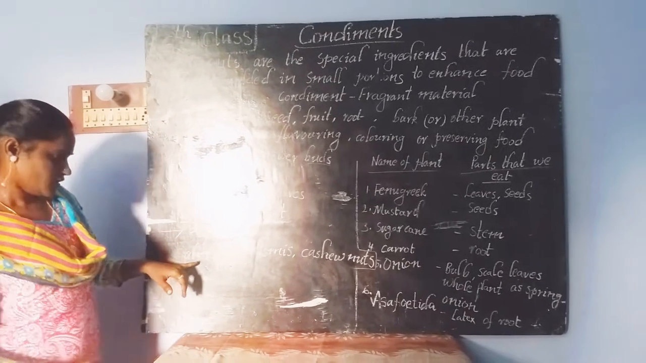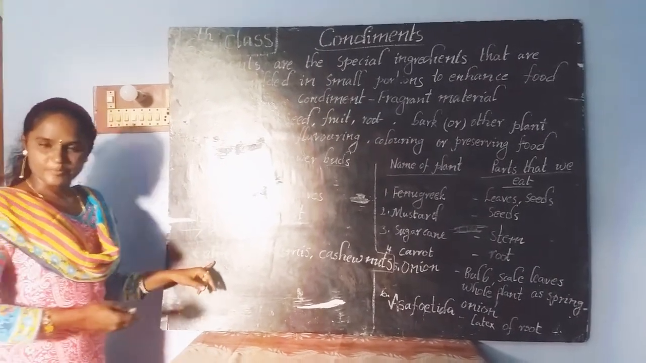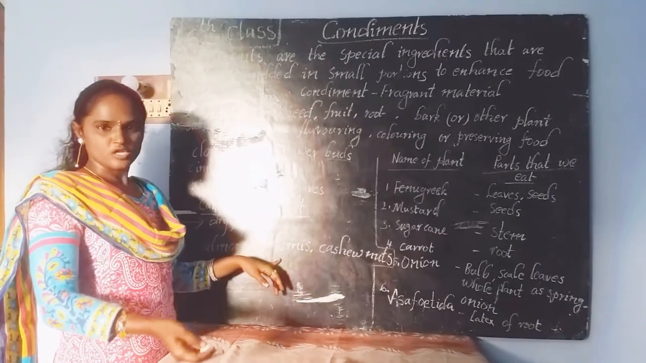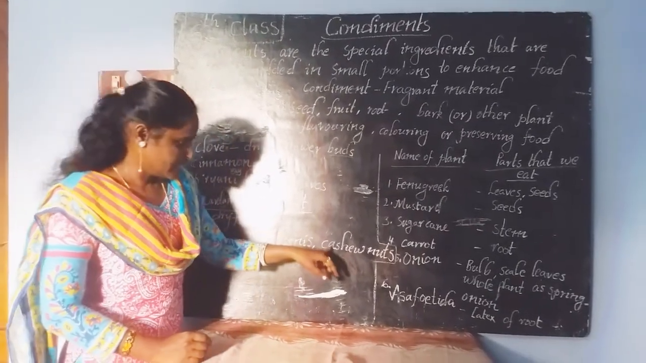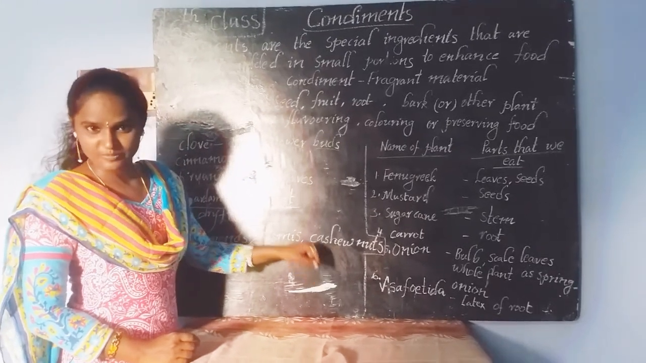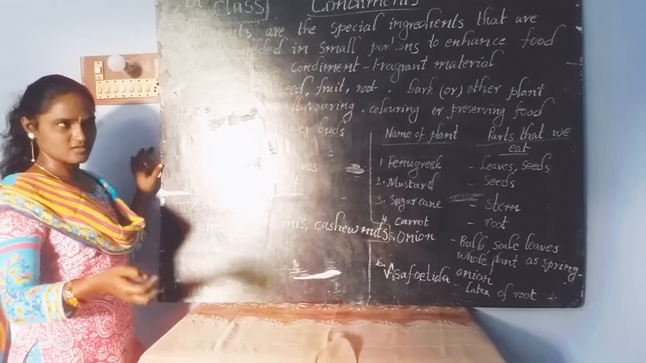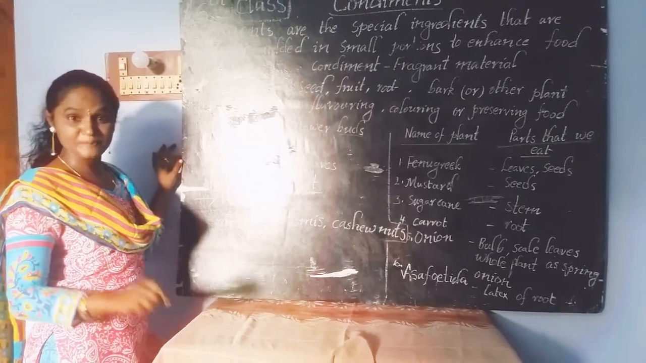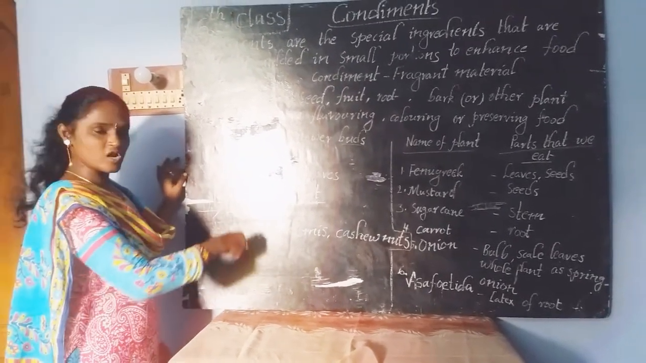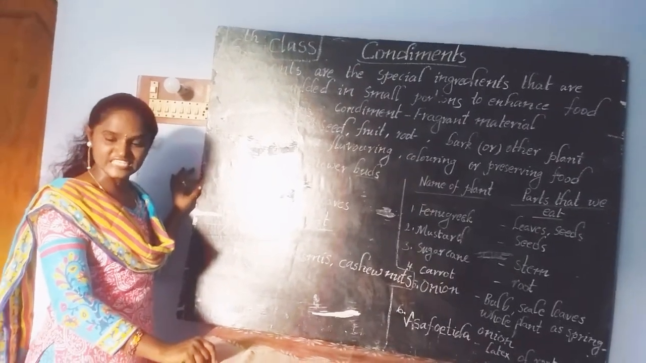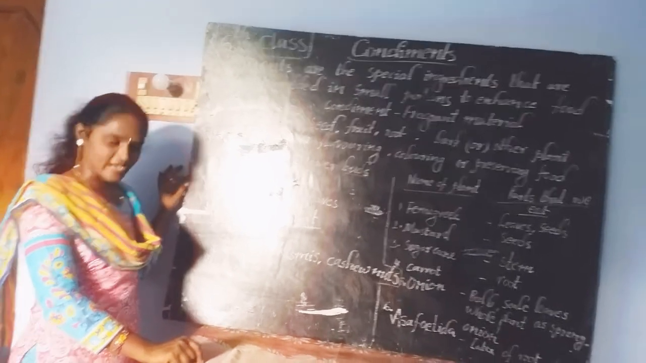See here, children, almond. We are all well familiar with almonds, badam, kismis. In Telugu also we call it kismis. Later, cashew nuts, jeedipappu. Along with these, another dry fruit is called pista. These are all dry fruits which have very high nutritional value and which are very expensive.